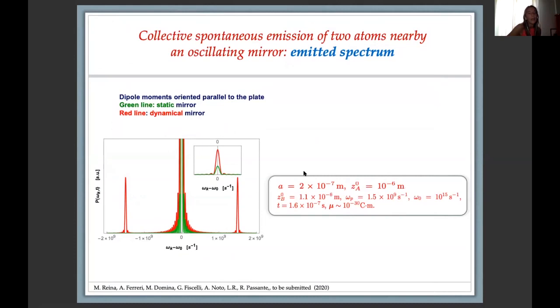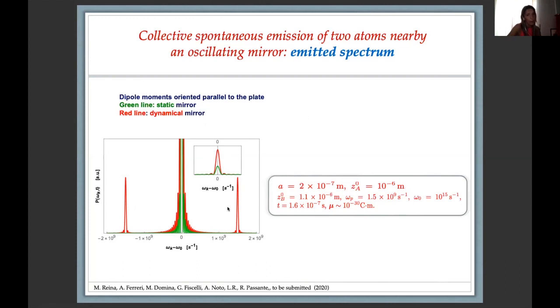After some calculation, we find the expression for the emitted spectrum, and we plot the results that are shown in this figure, for example, for dipole moment oriented parallel to the plate. We find that the presence of a dynamical mirror increases the emitted spectrum at the central peak as compared with the case of a static mirror, and also the appearance of two lateral peaks, which are related essentially to the motion of the boundary, as in the case of a single atom.